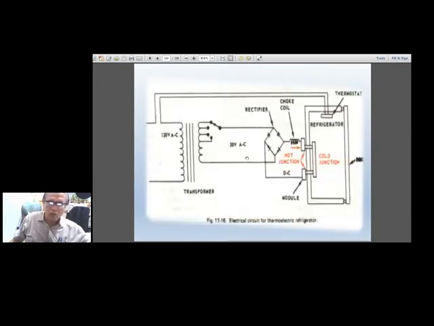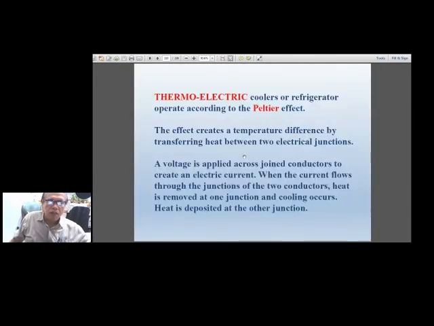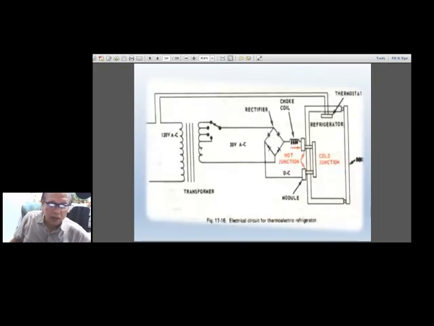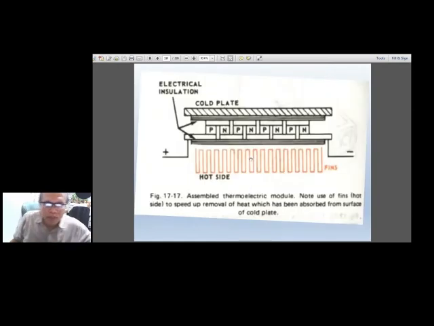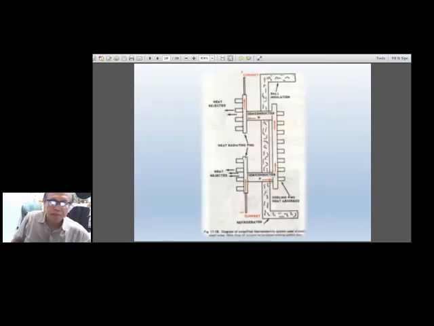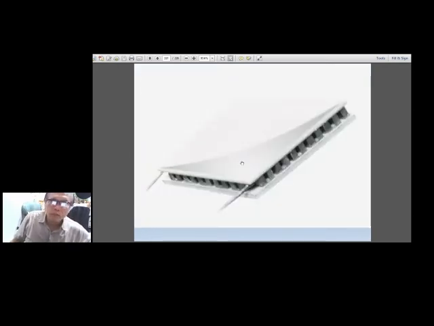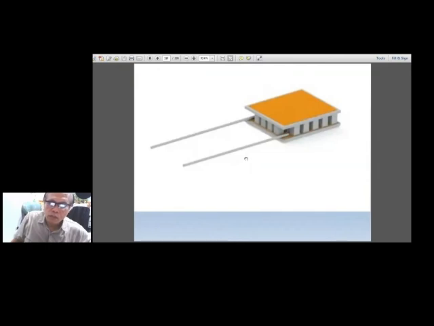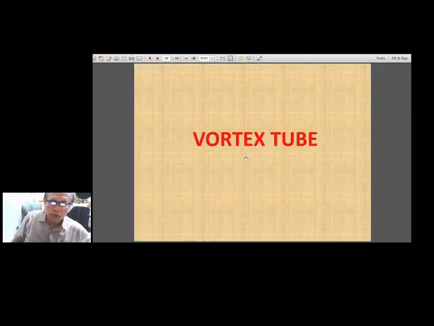So, thermocouple, which tingin ko ito yung sinasabi kong pwedeng magamit sa energy generation. Kabaliktad nitong thermoelectric. Okay. And vortex tube.